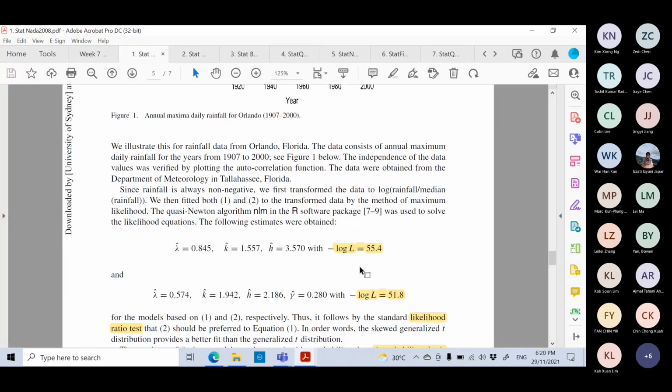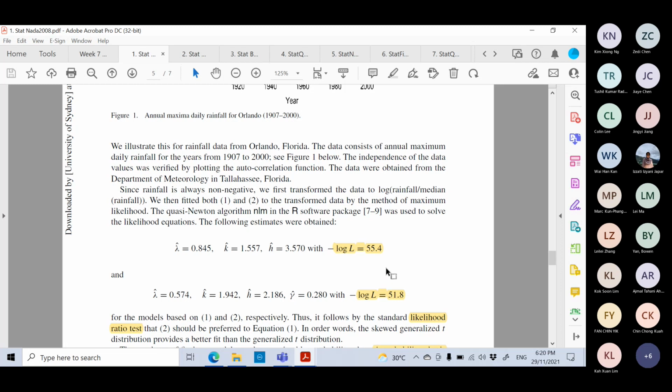Okay, but what they provide here is a negative log likelihood function. They put it as just a negative value itself. So we want the value to be as large as possible. This one is one of the criteria for you to check whether your model is good or not.